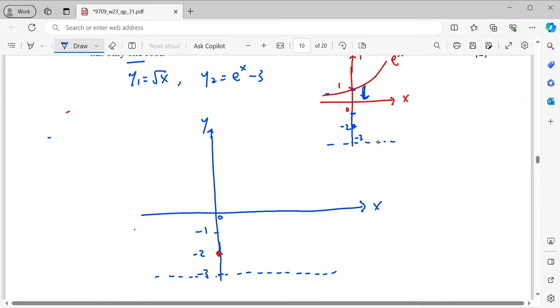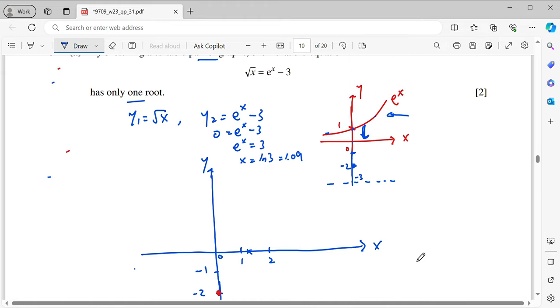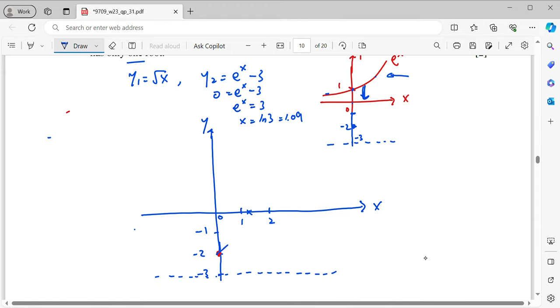Now, if you want a more accurate graph, you can find, for y2, when y equals 0, what happens to x. So 0 equals e^x minus 3, so e^x is 3. To get x, you take ln both sides, so x is ln 3. This ln 3 is basically 1.09. All these are rough work, so I know that it will cut here, and the shape is the same as e^x. So now I will sketch the graph.